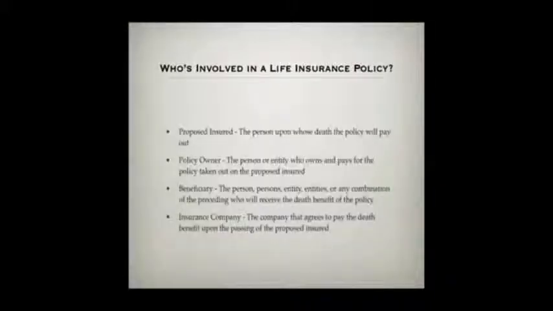Who are the main parties involved in a life insurance policy? First, we've got the proposed insured. This is the person upon whose death the policy will pay out, the person who has to die for the death benefit to be released. Your policy owner is the person who owns and pays for that policy.